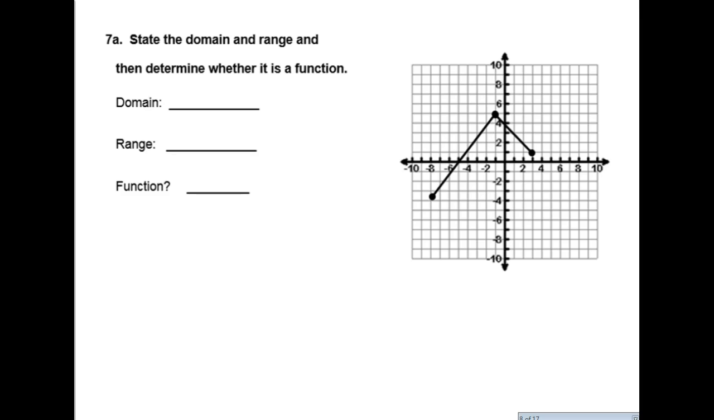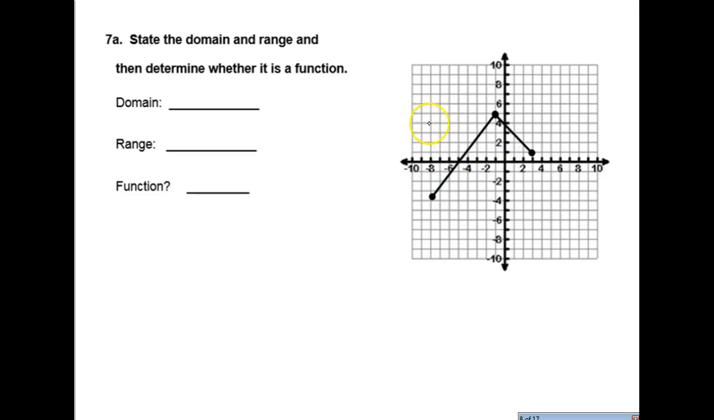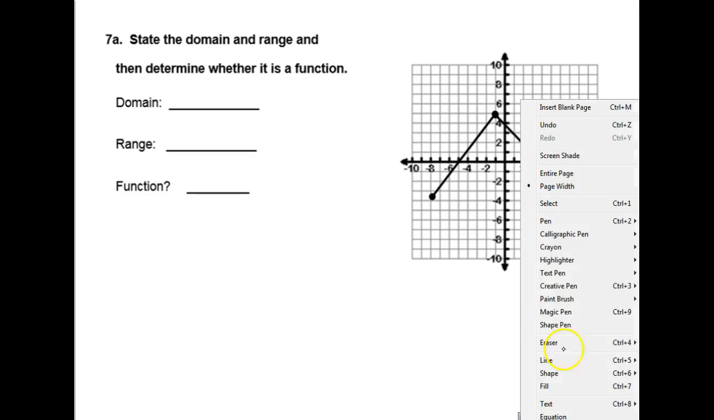Alright, so again, some of us are still struggling with domain and range, so what I want you to get in the habit of doing from here on out, if that's you, is to use a highlighter for domain. We know it's where it starts on the left. Whoops, it goes to the right. That was supposed to be a straight line. I didn't do very well. Let's try that again.